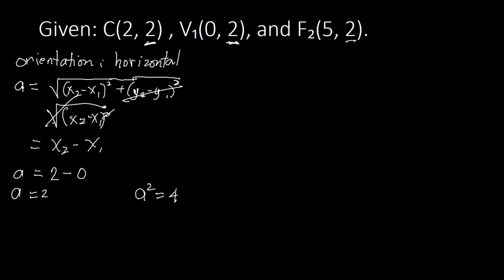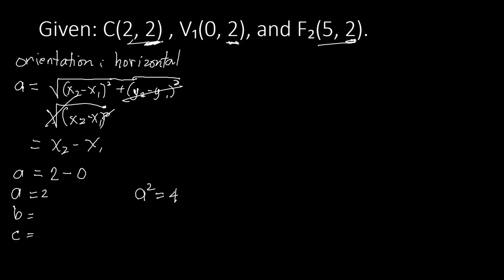Next one, we need our b, but since we are given our focus F sub 2, we cannot find b directly. We are going to go through with c. Now c here is the distance from the center to a focus. So we have here the center at (2, 2) and focus at (5, 2). We have the same value on y as well.